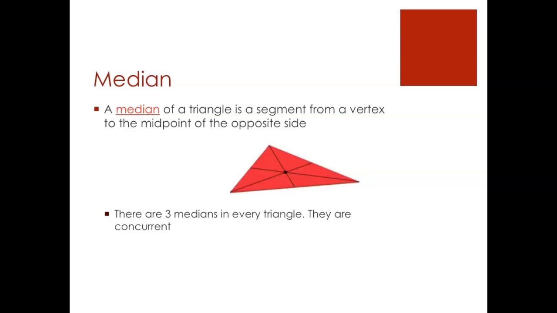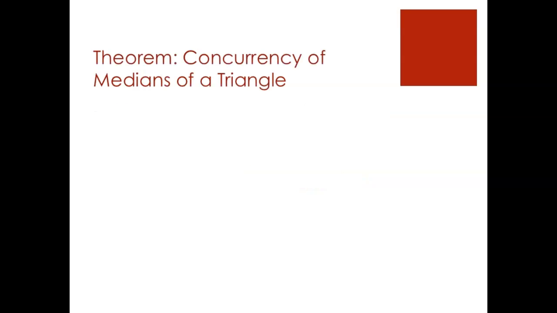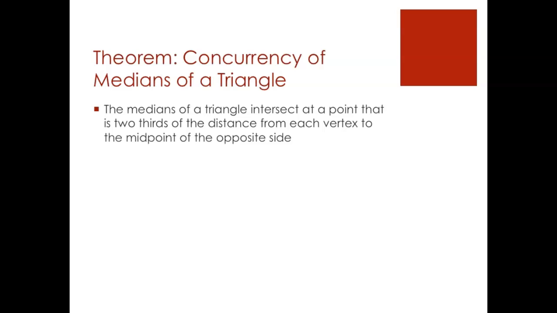Now what we mean by concurrent is that when you draw all 3 of the medians together in the same triangle, they are going to intersect at one point. All 3 of them are going to intersect at that one point. Now that point of concurrency is what we call the centroid, and it's always going to be inside of the triangle. Now we have a theorem that goes along with medians of a triangle, and this says that the medians of a triangle intersect at a point that is 2/3 of the distance from each vertex to the midpoint of the opposite side. Let's see what that looks like.